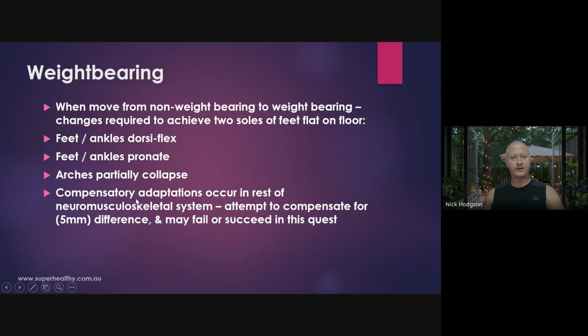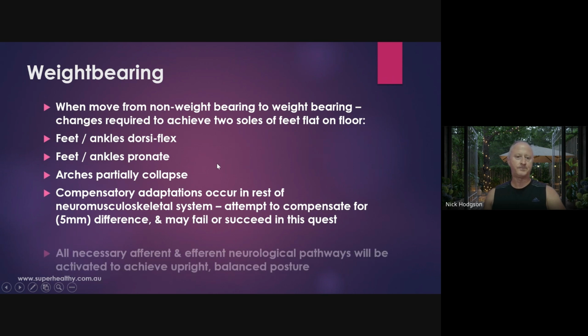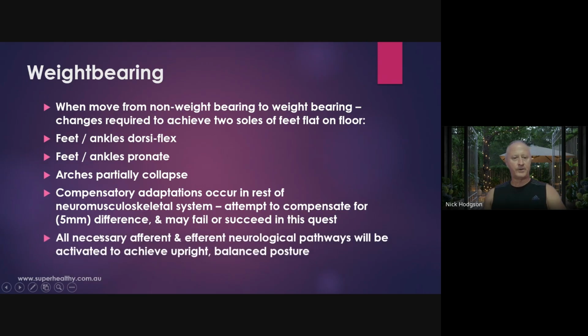And obviously, there are also going to be compensatory adaptations occurring in the rest of the musculoskeletal system. Maybe only up to the pelvis, maybe all the way up to the occiput, in an attempt to compensate for this 5 millimeter difference. It may fail or it may succeed in this quest, depending upon the adaptability. Obviously, all of the necessary afferent and efferent neurological pathways have to be activated and coordinated to achieve upright balanced posture.